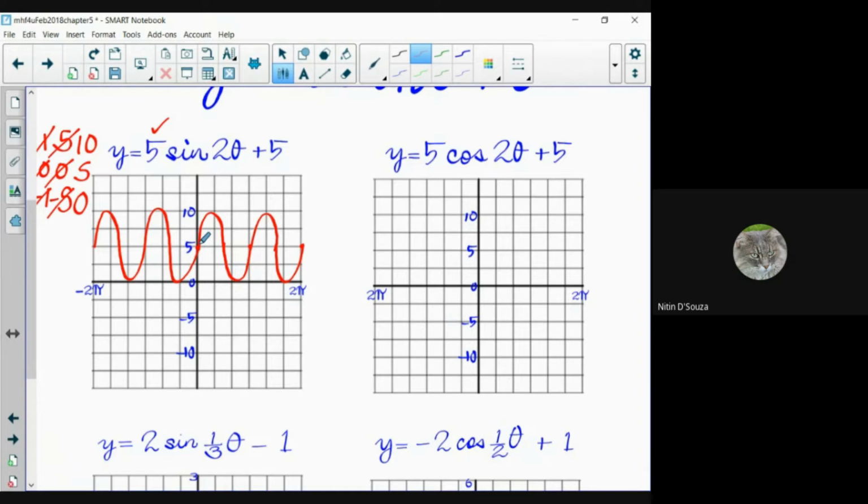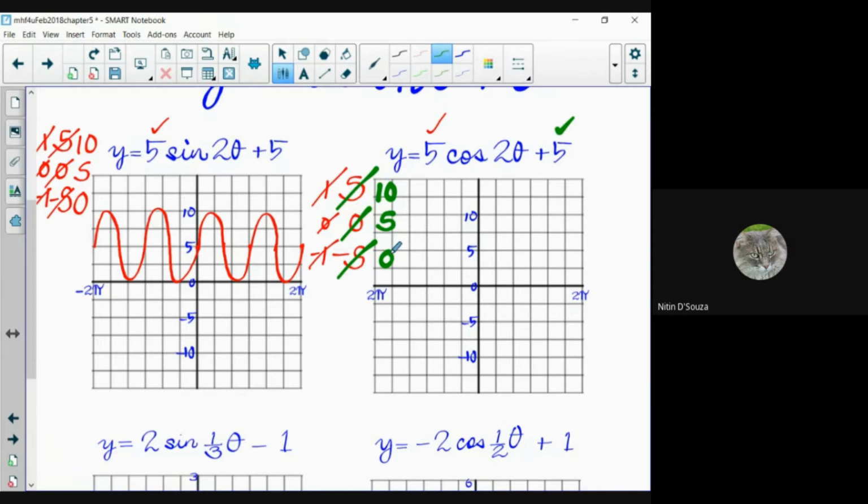Okay, so let's look at 5 cosine 2 theta plus 5. And the reason I used a similar function is because now that I've explained this business, you'll notice that it's easier for cosine. Cosine goes from -1 to 0 to 1. Because of the 5, that changes to 5. It's still 0, minus 5. When you add the second 5, 5 plus 5, 10. 5 plus 0, 5. 5 plus -5, 0. So that tells you your graph goes from 0 to 5 to 10.